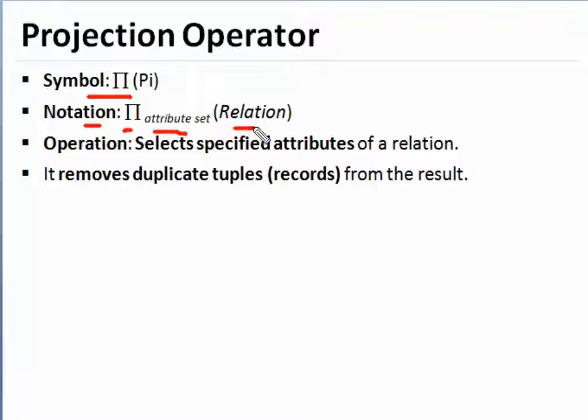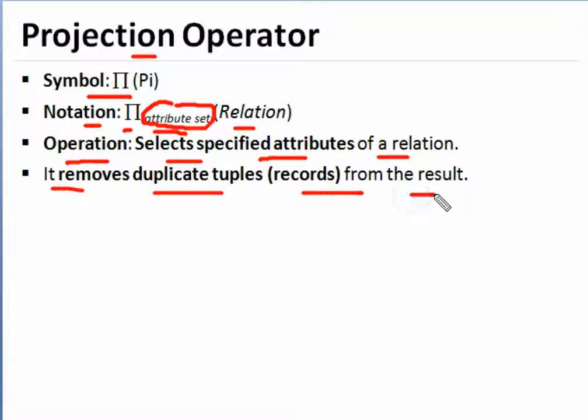Here the relation is nothing but the name of the table on which we are going to apply this projection operator. The operation is what? It selects the specified attributes of the relation. The specified attribute list we have to mention over here, in this attribute set. It removes the duplicate tuples or records from the result. If we have any duplicate record in the given relation, this projection operator will automatically remove these duplicate tuples.